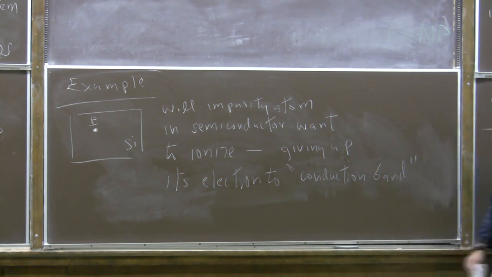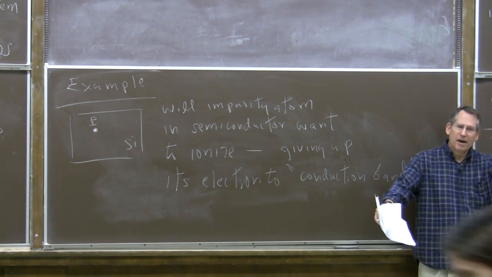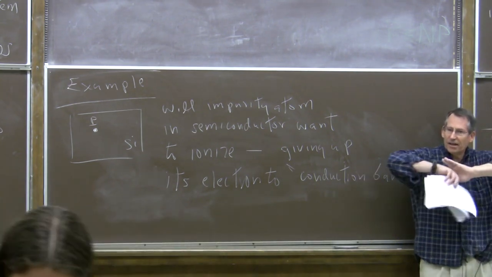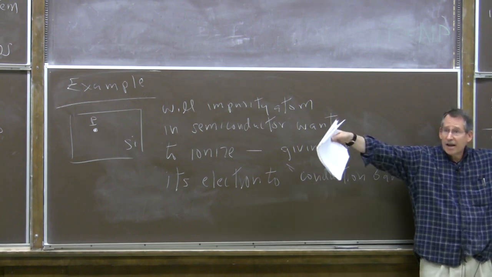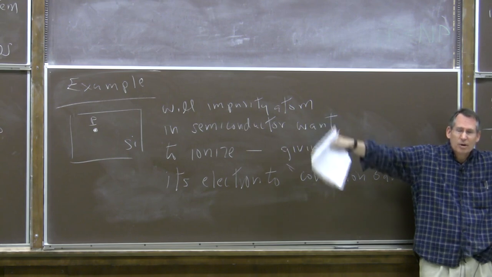Did Gil teach you about band theory in Physics 12b? About Bloch states? Oh, well, anyway. So the point is just that the atom might lose its electron, and then that electron can contribute to the conductivity of the material because it's not bound to the atom anymore. That's what I mean by ionize.